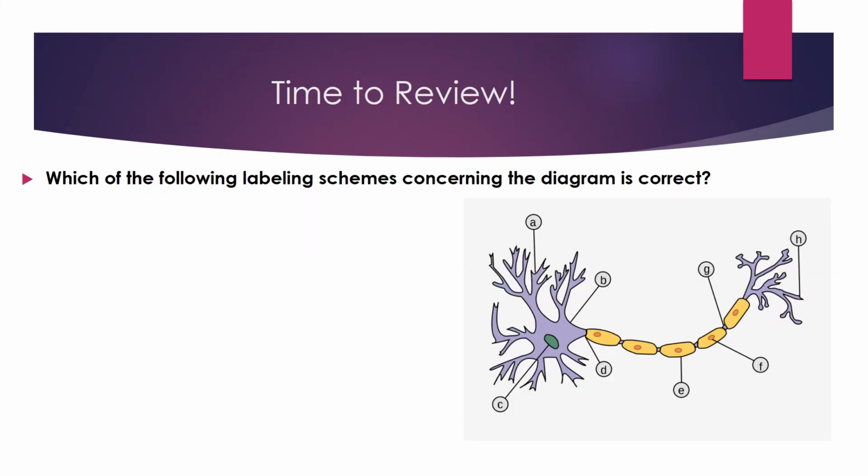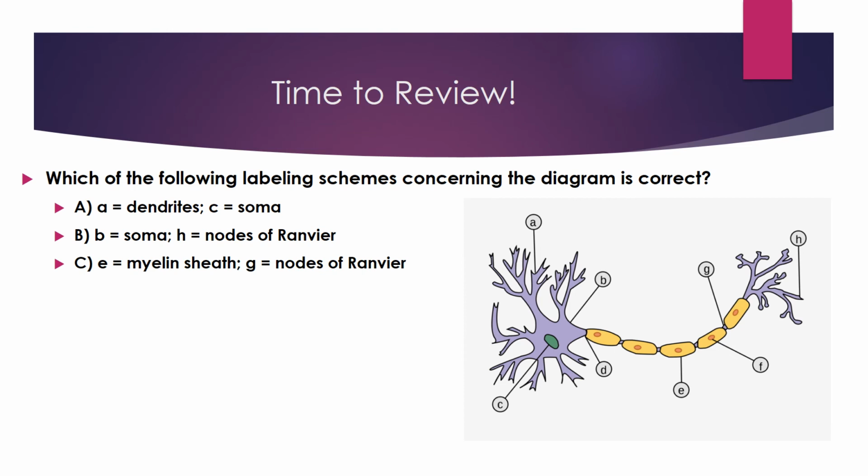Now let's review. Which of the following labeling schemes concerning the diagram is correct? A are the dendrites and C is the soma. B is the soma and H are the nodes of Ranvier. E is the myelin sheath and G represents the nodes of Ranvier. Or D is the axon and F represents the axon terminals. If you said C, you'd be correct.